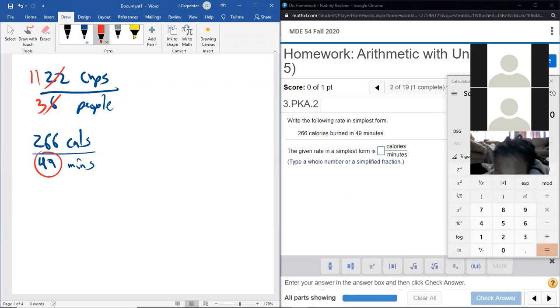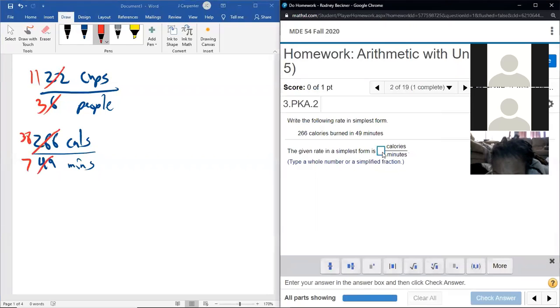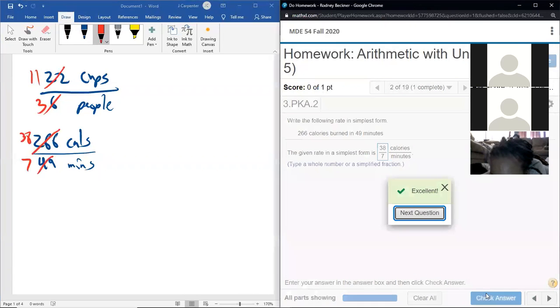Now, 7 definitely goes into 49, so it's just a matter of whether 7 goes into 266. So let's just try it out. 266 divided by 7. And look at that. It goes in 38 times. So 7 goes into 266 38 times, and 7 goes into 49 7 times. There's definitely no number that goes into both 7 and 38, so it'd be 38 over 7 calories per minute, or 38 calories every 7 minutes. And we got it right.